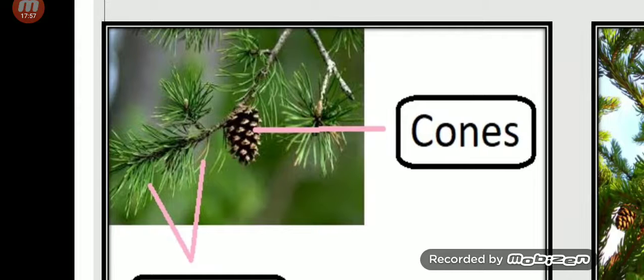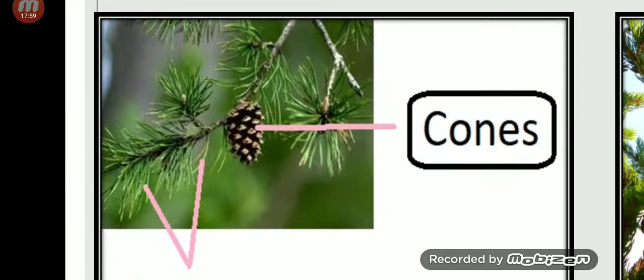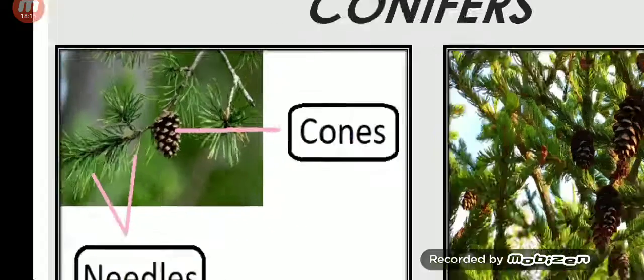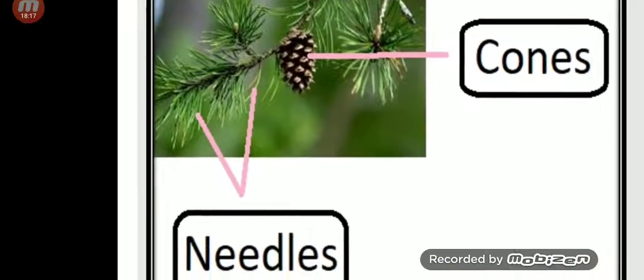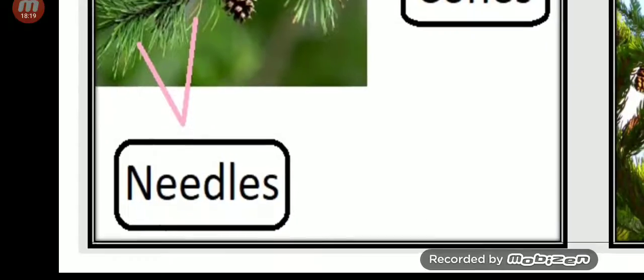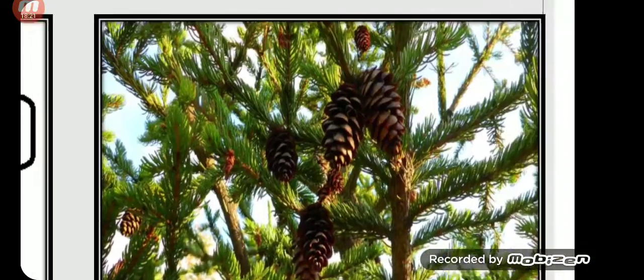Yes. Okay. Can you see the needle-like structure? These are the leaves. Can you see the leaves? These are so tough and so narrow, we call them needles. And here we have a cone. Here you can see I have labeled that there is a cone, and can you see the leaves? These are called needles. And this is a picture of a conifer tree.